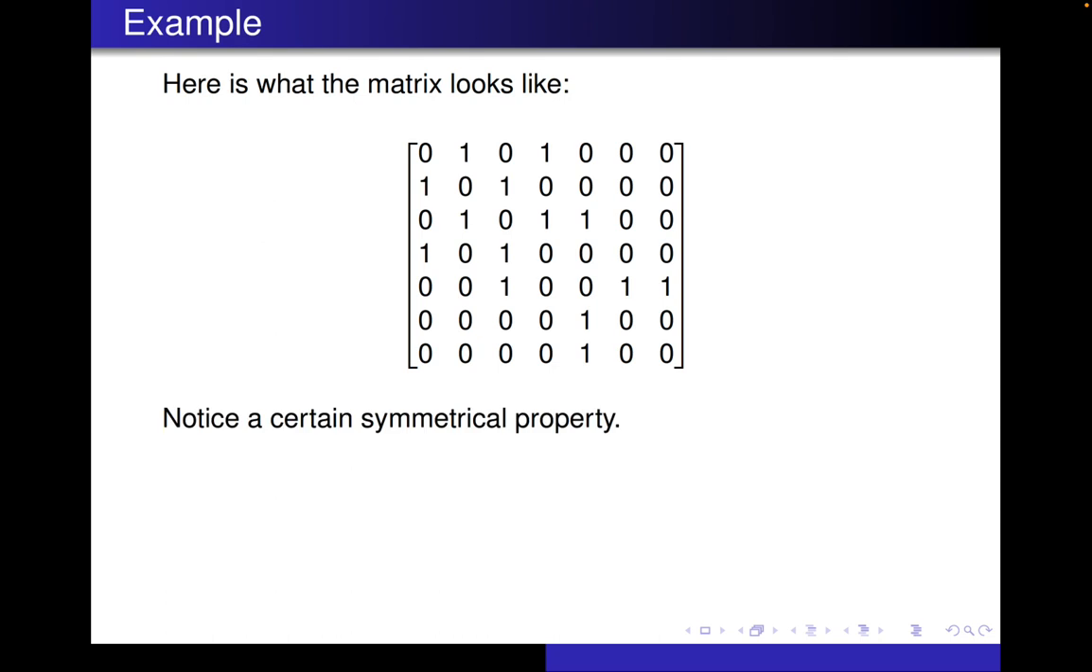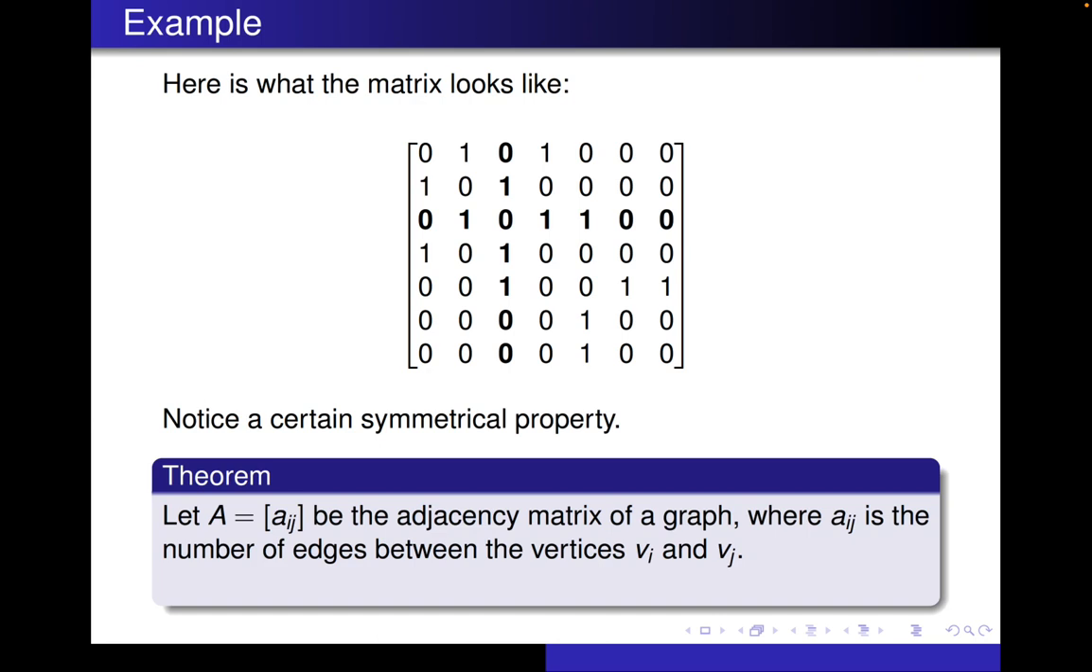All right, so one thing I want you to notice is there's a certain symmetrical property to this matrix. If we look at the third row, we have 0, 1, 0, 1, 1, 0, 0. And if we look at the third column and read from top to bottom, we have 0, 1, 0, 1, 1, 0, 0 as well. So each row and column, if you have the ith row and the ith column, they're going to look identical if you read them in order, and that tells us that the adjacency matrix is what we call symmetric.